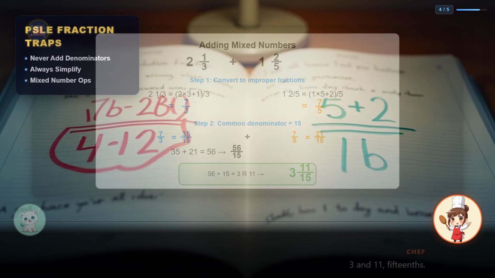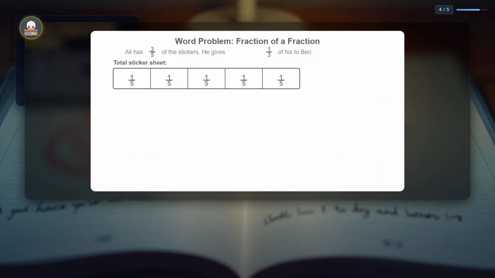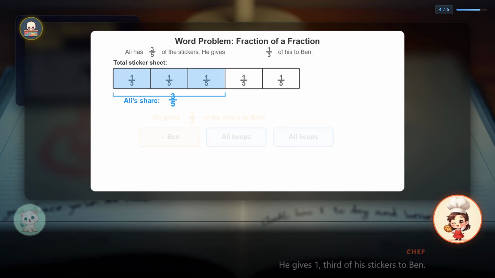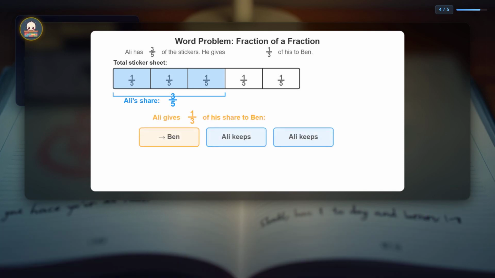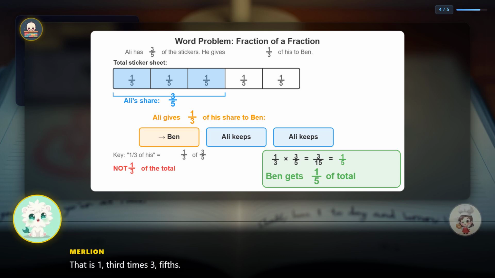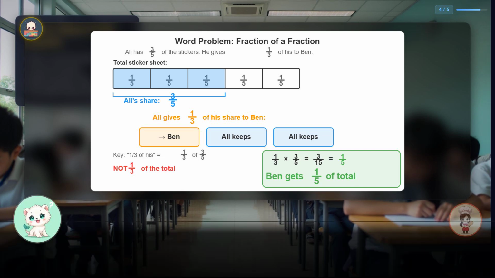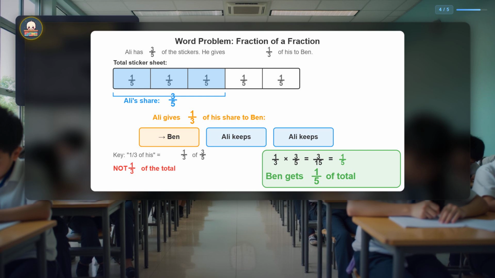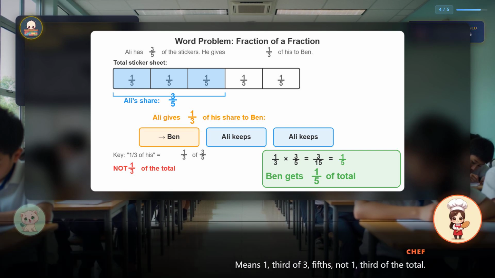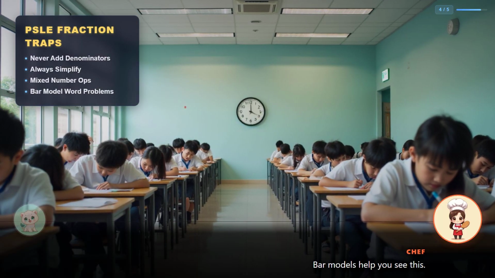Convert back. 3 and 11/15. Last. Fraction word problems with bar models. The question says Ali has 3/5 of the total stickers. He gives 1/3 of his stickers to Ben. How many stickers does Ben get? 1/3 of 3/5. That is 1/3 times 3/5, which is 3/15. Simplify to 1/5. Ben gets 1/5 of the total stickers. The trick is reading carefully. 1/3 of his stickers means 1/3 of 3/5, not 1/3 of the total. Bar models help you see this.